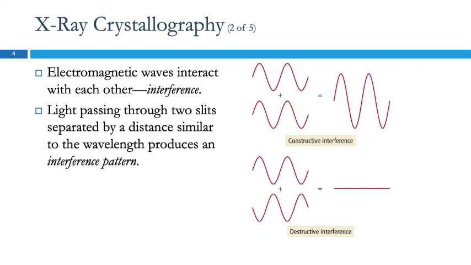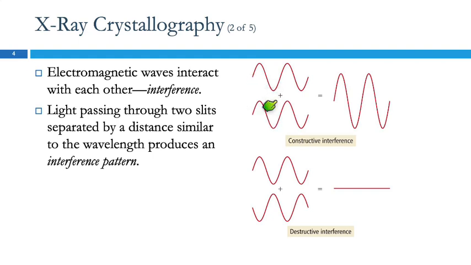Well, how can we figure out, or how did we figure out, how those atoms and molecules are organized? It was with a technique called X-Ray Crystallography. So we learned that electromagnetic waves can interfere with each other, causing interference. This happens with visible light, and it also happens with other types of electromagnetic radiation, including X-rays.